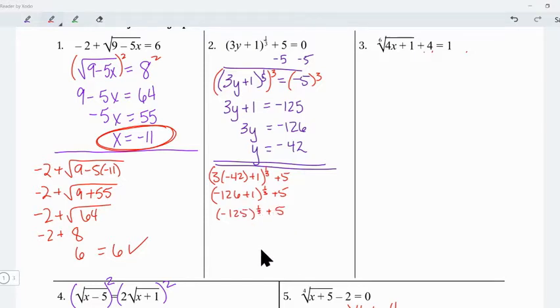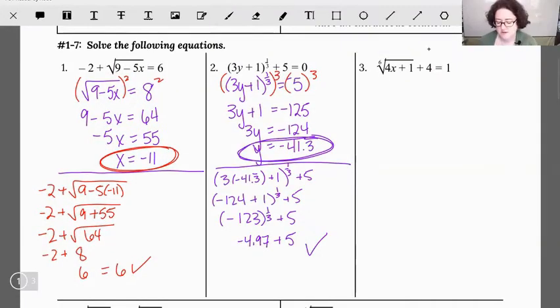And we've already done the math. We know the cube root of negative 125 is negative 5. And negative 5 plus 5 equals 0. So that means this solution does indeed check out. Alrighty. Number 3, 6th root of 4x plus 1 plus 4 equals negative 1.